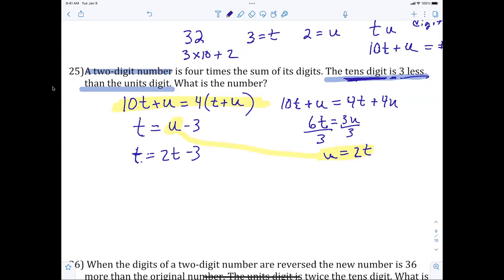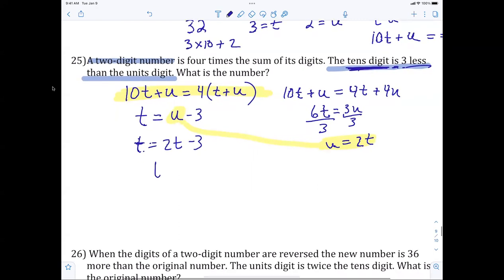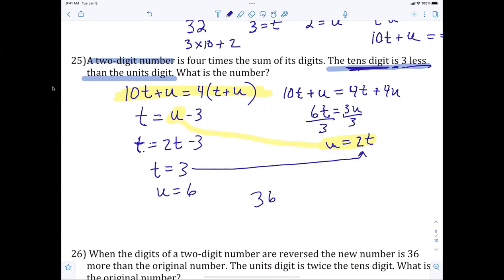Now, because we are brilliant, I can add 3 and I can subtract t. Does everybody agree with that? So the tens digit would be what? 3. And if the tens digit is 3, then the units digit would be what? 6. So the number that they were referring to is what number? 36. I don't think that's that hard, but it just takes a little practice.